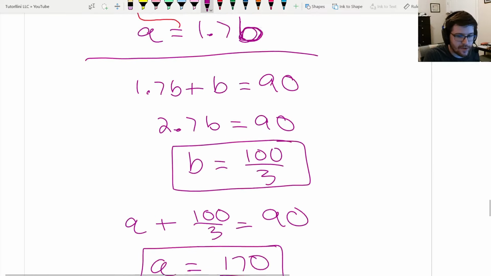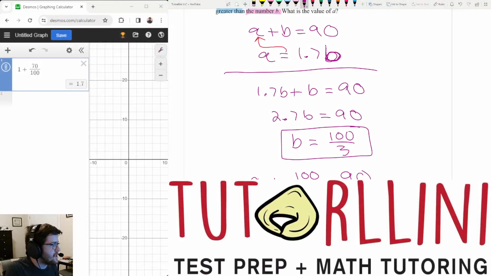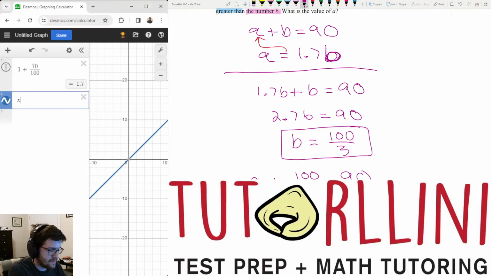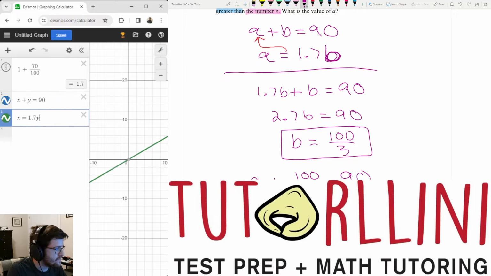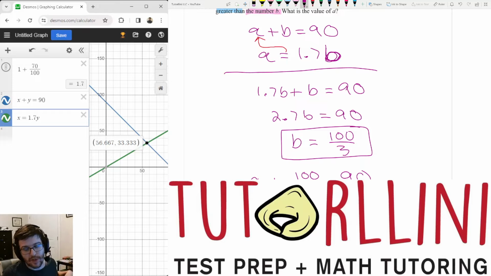Okay, great. Now we could do this on Desmos if we wanted to. You would just have to change the A and B to X and Y. So let's do that. X plus Y equals 90. And then X equals 1.7Y. And then you get the same thing. 170 over 3 is just 56.6666, which you also could have put in. You could have put in 56.66. That would be 5 characters, and that would be truncated, which is correct.